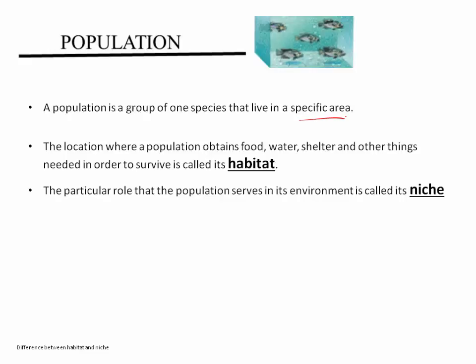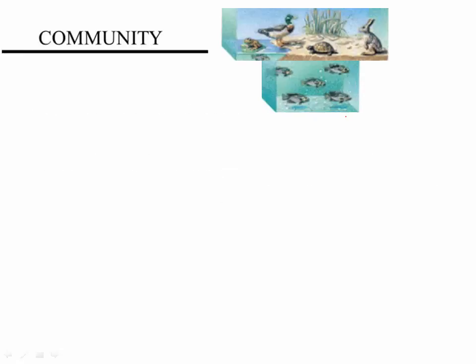Okay, let's move on to community. Now, as I said before, a community is your populations of many different organisms living in the same area. So in this community, we have our fish, which was our population, but we also have our rabbits, our turtles, our ducks, our frogs. We also have grass and probably bacteria that are living in the land here, and algae living in the water. All of those make up the community.